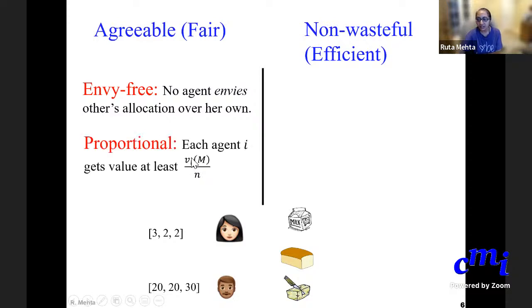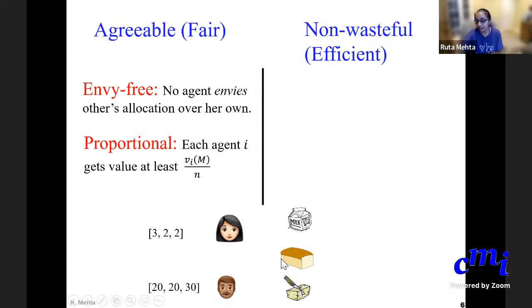The other is proportionality. Proportional means that every agent gets at least the average value, essentially. If v_i is the valuation function of agent i, and M is the set of all the items, then look at the value they get by consuming all of the items and divide it by the number of agents in the system. So they get the average value of the entire grand bundle. Now if I do this half of milk, bread, and cheese for Alice and Geeta and Raj, then that's not going to be proportional.